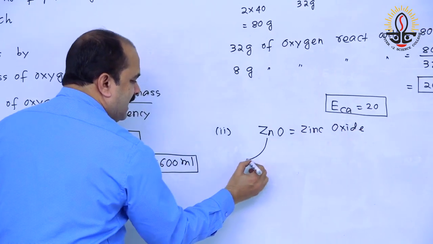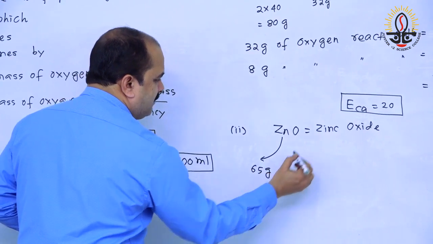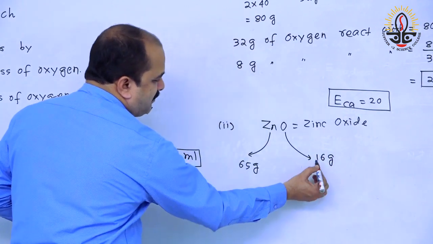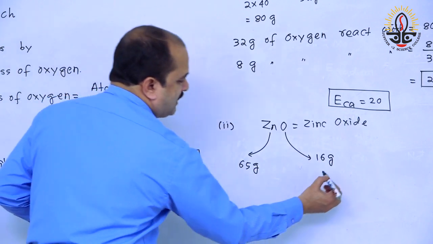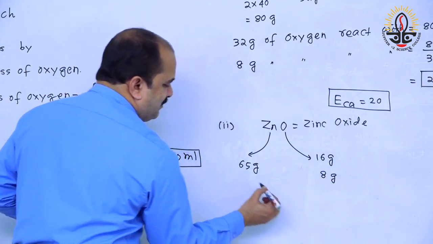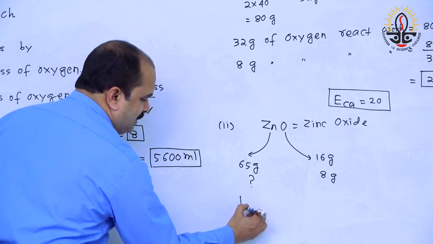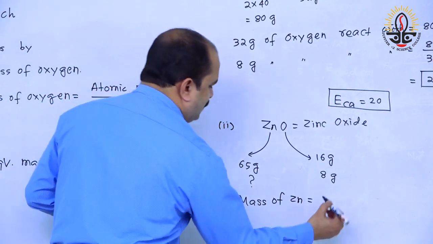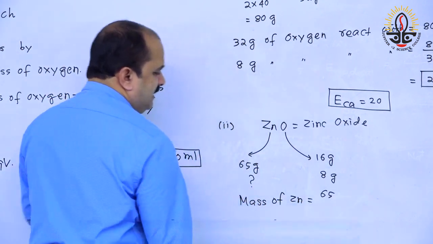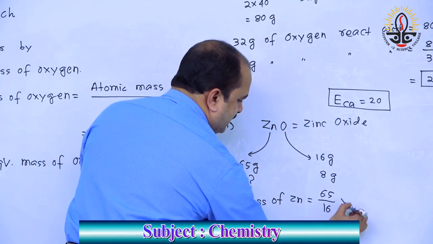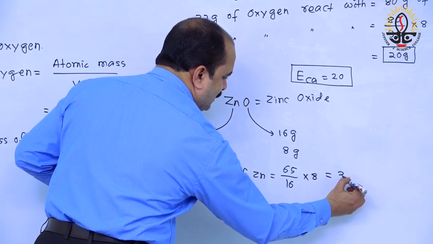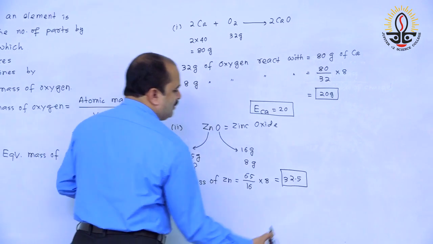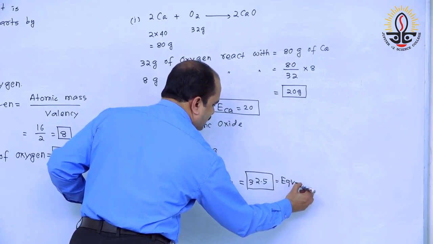In zinc oxide, atomic mass of zinc is equal to 65 gram. Here oxygen is equal to 16 gram. 16 gram of oxygen combines with 65 gram of zinc. We have to calculate, if it is 8 gram of oxygen, what is the mass of the zinc. So mass of zinc is 65 by 16 into 8, that is equal to 32.5.